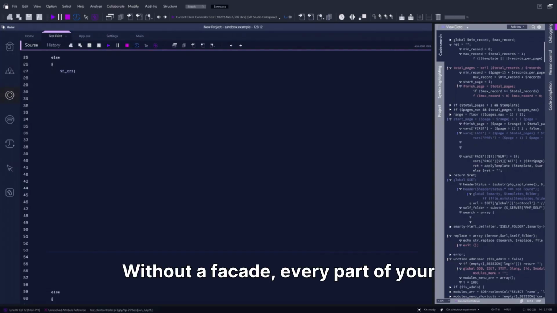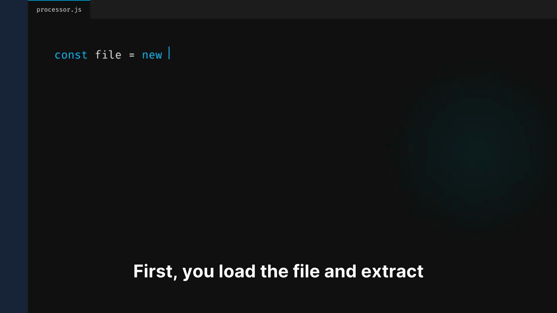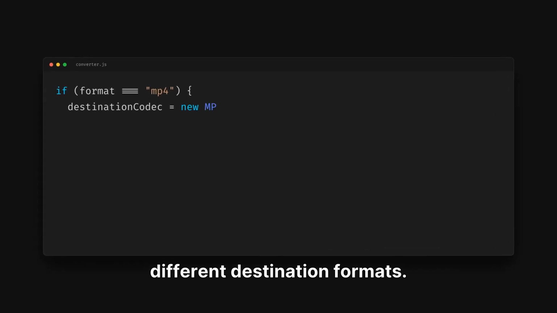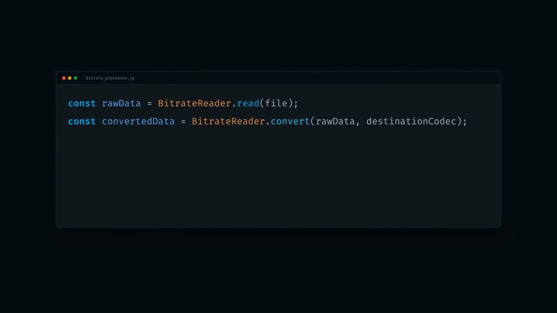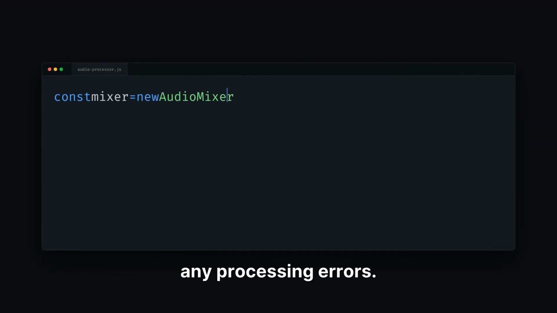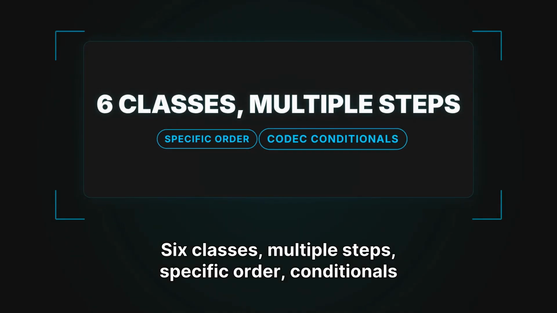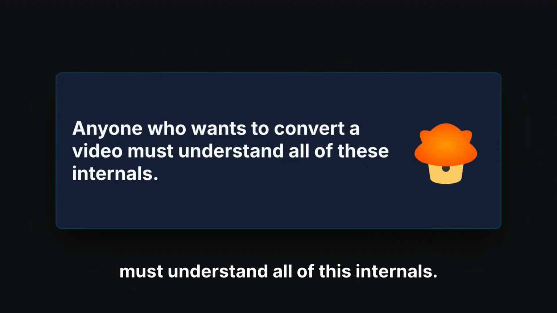Without a facade, every part of your app that converts a video does this. First, you load the file and extract the source codec. Then you handle the conditional logic for different destination formats. Next, you read the bitrate and perform the actual data conversion. Finally, you mix the audio and fix any processing errors. 6 classes, multiple steps, specific order, conditionals for codec selection. Anyone who wants to convert a video must understand all of these internals.